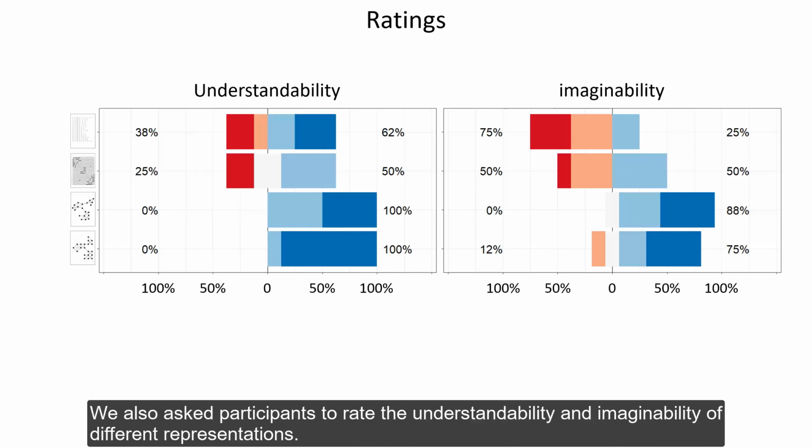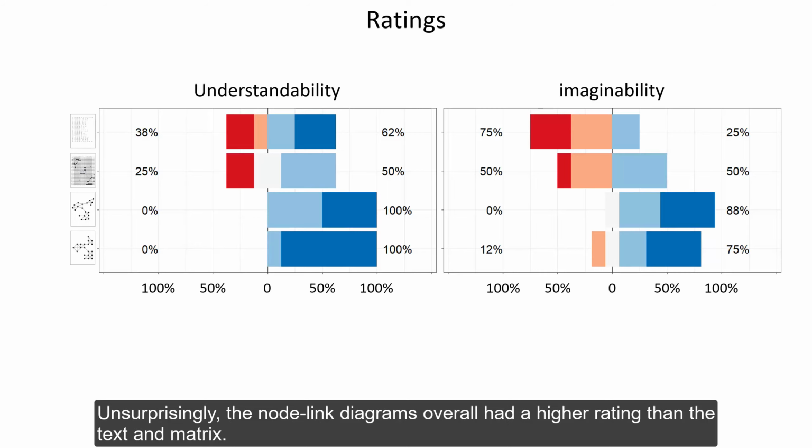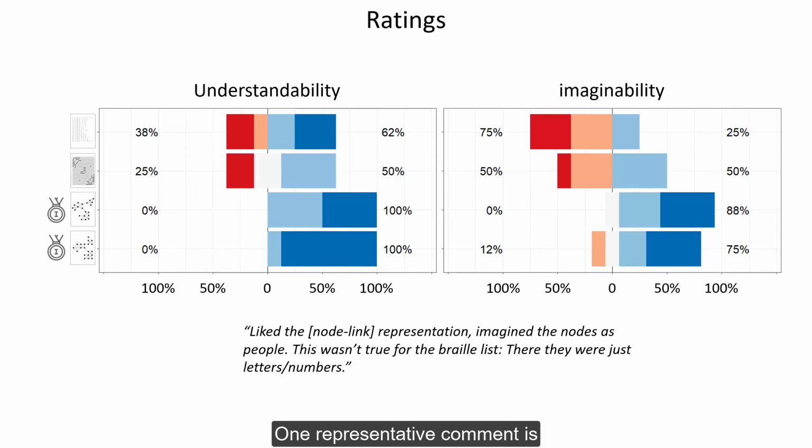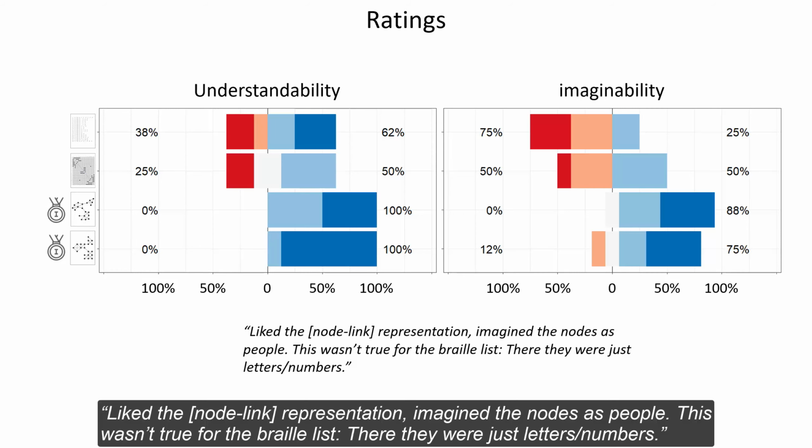We also asked participants to rate the understandability and imaginability of different representations. Unsurprisingly, the node-link diagram overall had a higher rating than the text and matrix. One representative comment is, "Liked the node-link representation, imagined the nodes as people." This wasn't true for the Braille list. There, they were just letters and numbers.